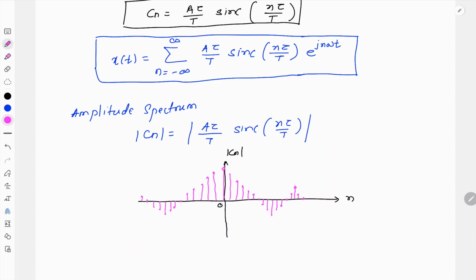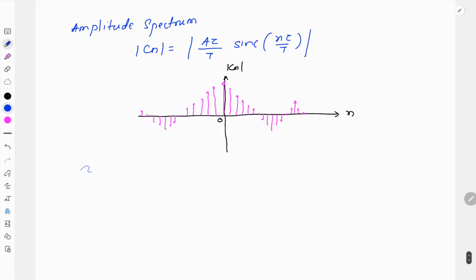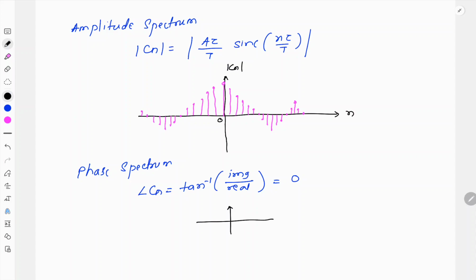In this way we get the amplitude spectrum, and second we need to find out phase spectrum. So for phase spectrum we need to find out angle of Cn, which is given as tan inverse of imaginary part upon real part. So in this case we do not have imaginary part, so it is tan inverse of 0, which is 0. So we do not have any phase spectrum. So straight away you get the value as 0. So this completes the answer for exponential Fourier series.